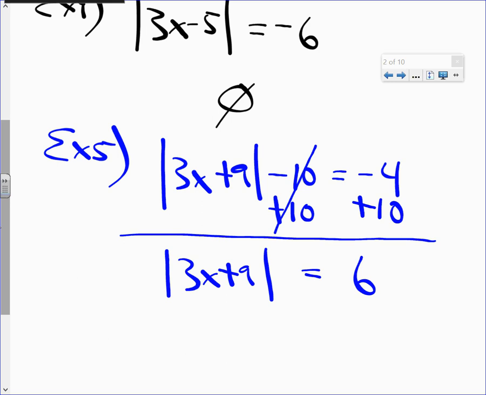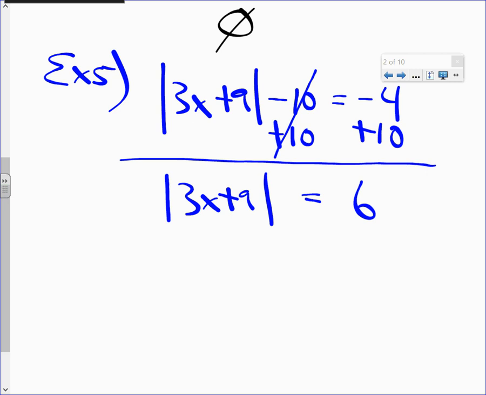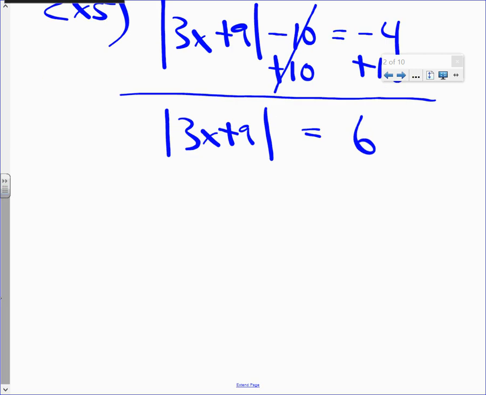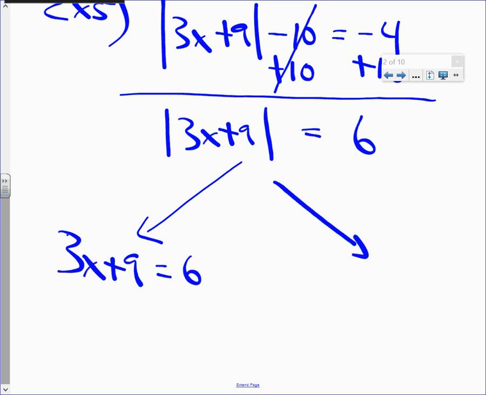Let's split them up though. Martinez, give me one equation. 3x plus 9 equals 6. And then everything staying except for 6 switches to negative. Right, 6 switches to negative, and we're rocking and rolling.